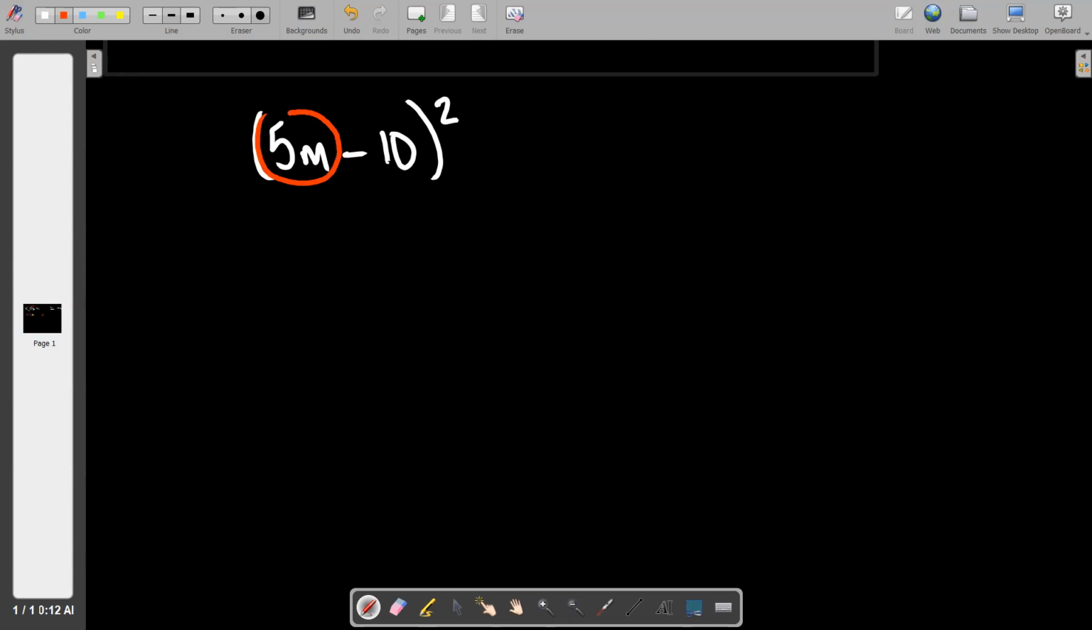What's 5m when you square it? What do you get? You get 25m squared. And then check this out. What's negative 10 when you square it? It is exactly positive 100. So it's always going to be a positive because I'm squaring it.